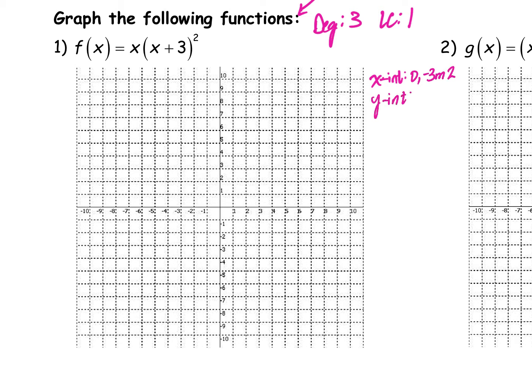My y-intercept is going to be 0. I'm just going to write it 0, 0. Okay. I think that's all I need. So 0, 0, and -3. Okay, so it's going to start low, start down here. It's going to touch here, touch at -3. Okay, so I'm going to go up, touch, come back down, and then go up here. My lines are so straight, and it kind of looks like that.